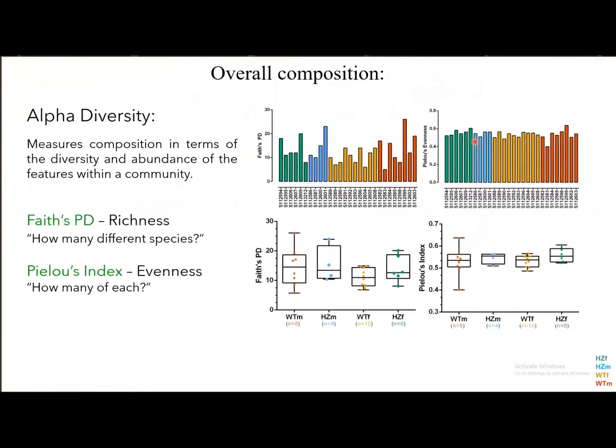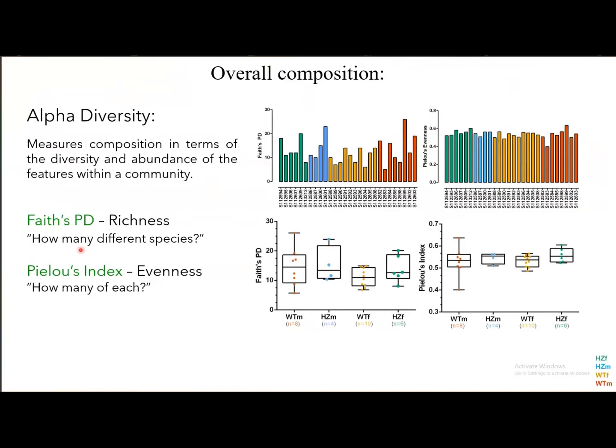First of all, we're going to look at overall composition. One of the ways of looking at the overall composition of a community is alpha diversity. I used two measures of alpha diversity. The first one was Faith's phylogenetic diversity, you can think of as richness, and that's basically asking how many different species are in this community.